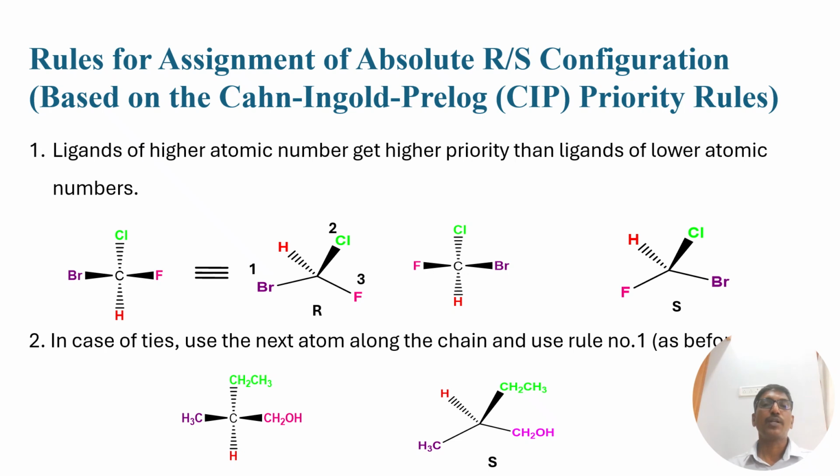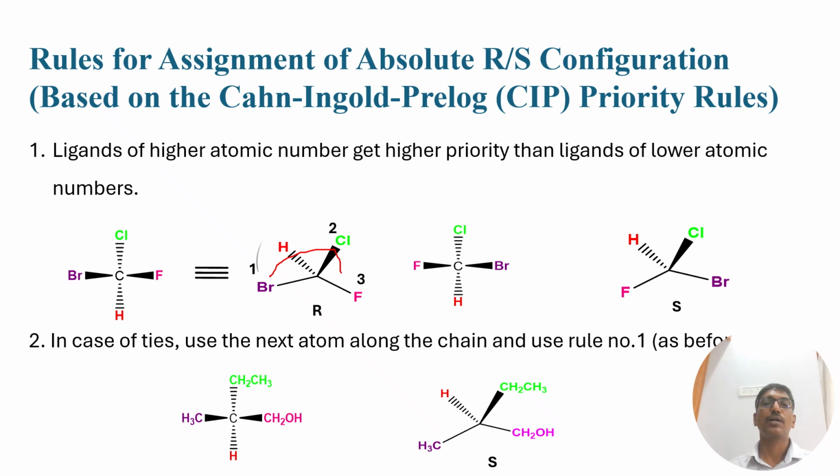So first one is rule one, which is based on the atomic number. Bromine, having the highest atomic number, 35, gets first priority, followed by chlorine with atomic number 17, and then fluorine with atomic number 9. And finally, hydrogen has the least atomic number, 1. Hence, whatever priority you get, just move the arc.